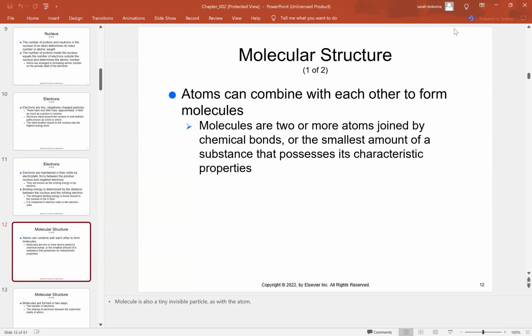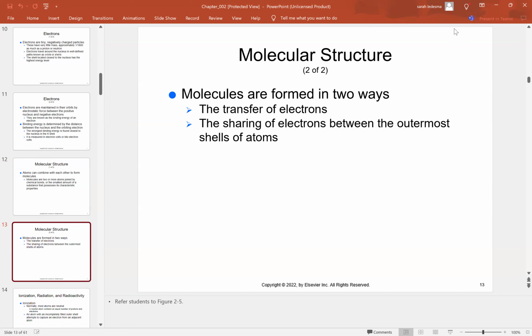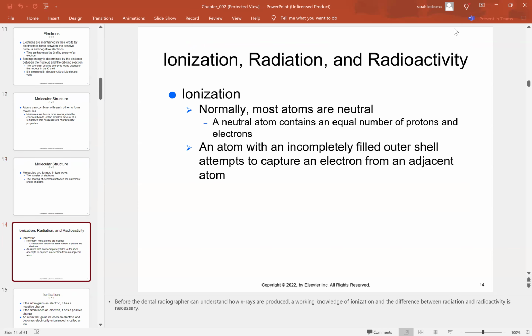Molecular structure. Atoms can combine with each other to form molecules. Molecules are two or more atoms joined by chemical bonds, or the smallest amount of a substance that possesses its characteristic properties. Molecules are formed in two ways: they transfer electrons, or share electrons between the outermost shells of atoms.